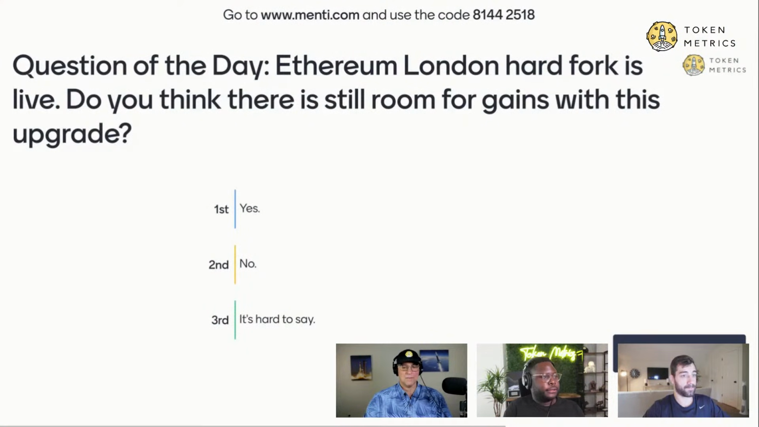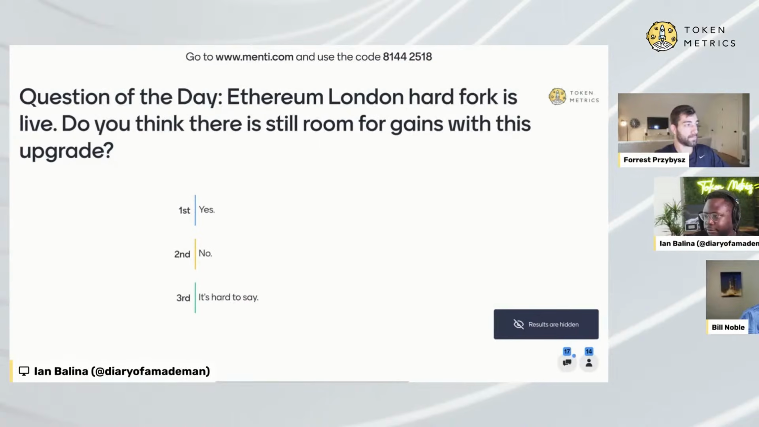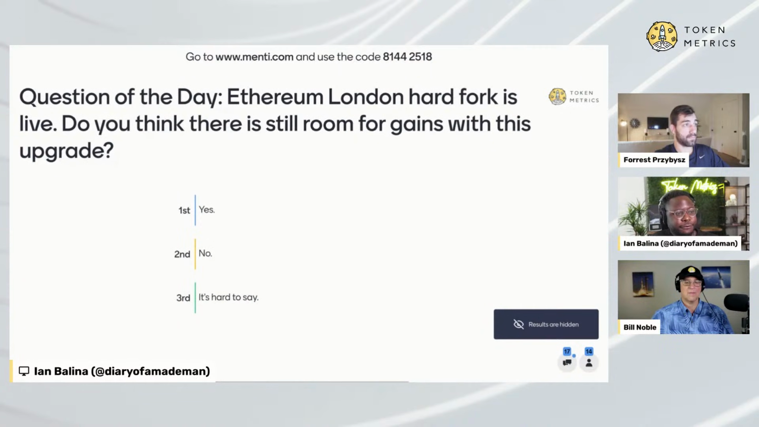All right, so time for question of the day. Ethereum London hard fork is live. Do you think there is still room for gains with this upgrade? Let's go to Bill.